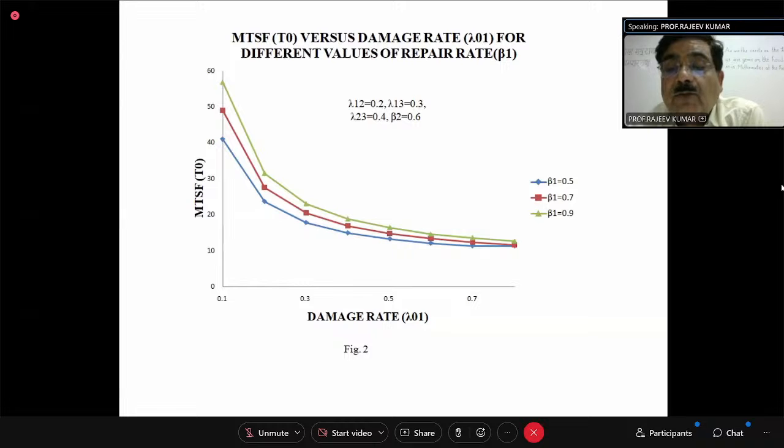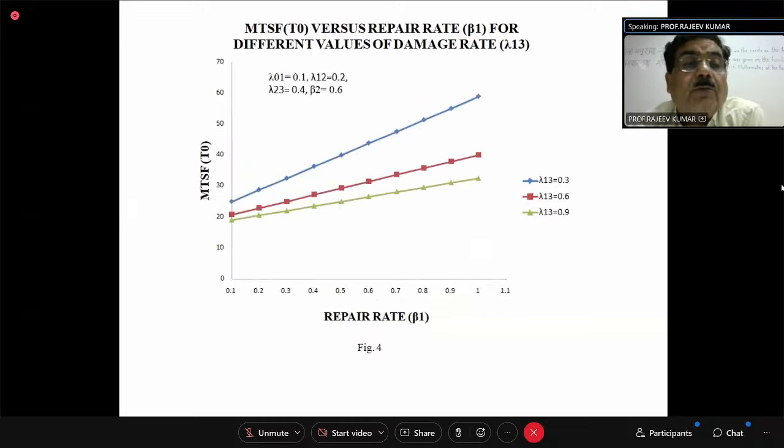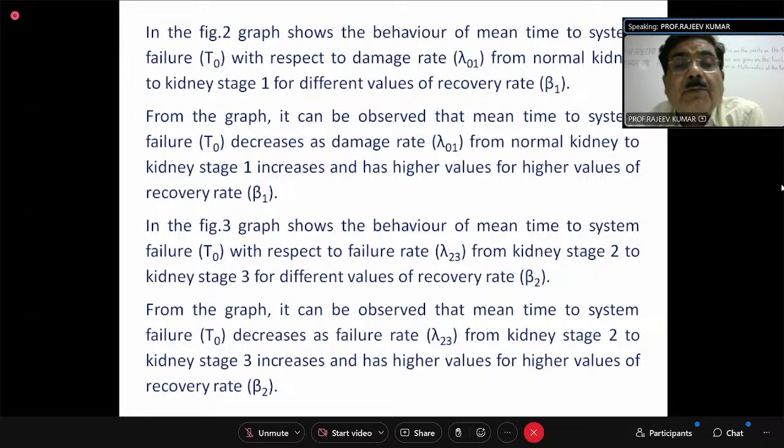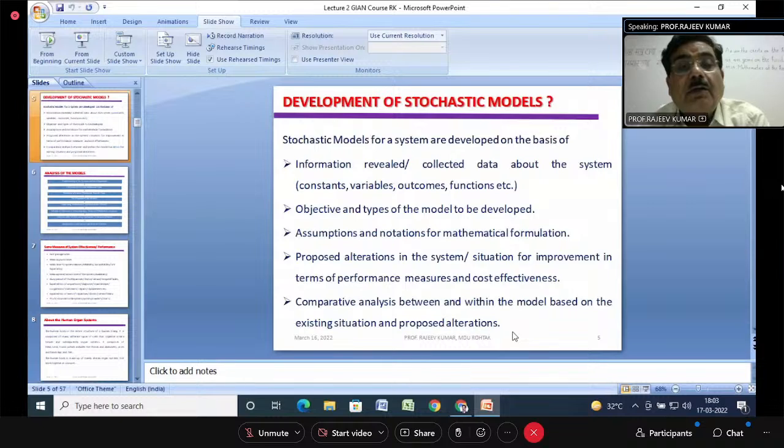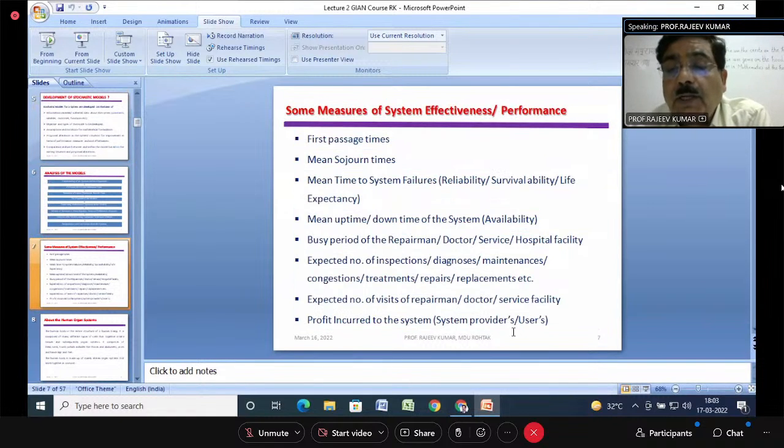And for the kidney system, instead of MTSF, we call it survivability. So survivability versus damage rate is shown by this figure. One can also call it a mean survival rate. So mean survival time and damage rate, that is plotted, and we have observations. This was the interpretation, we can have a graphical interpretation from each of the graphs, and this is about all my talk for today.